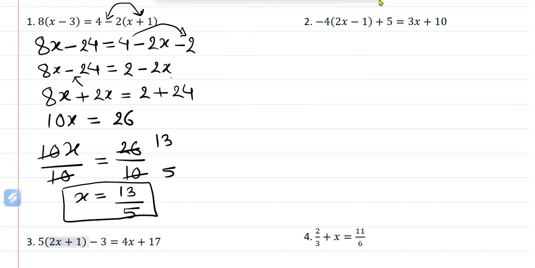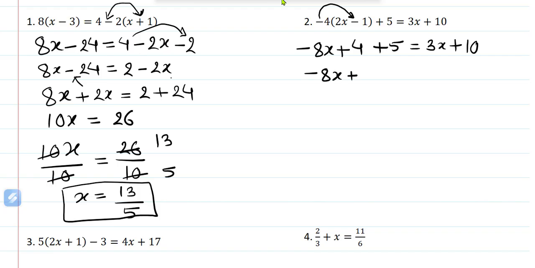Now let's try this problem. Same here. We first open the bracket, multiplying minus 4 and 2x and then minus 4 and minus 1. So here this will be minus 8x. So minus times minus, we multiply minus and minus. So that is now plus 4. Now plus 5 is equal to 3x plus 10. So simply this is minus 8x plus 9 is equal to 3x plus 10.